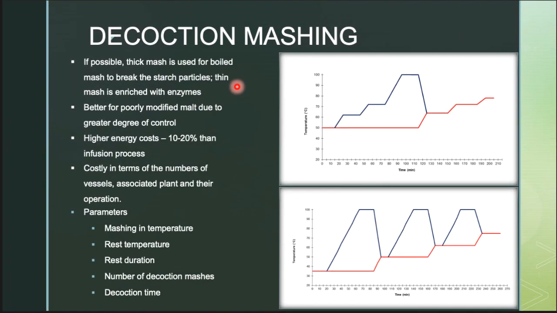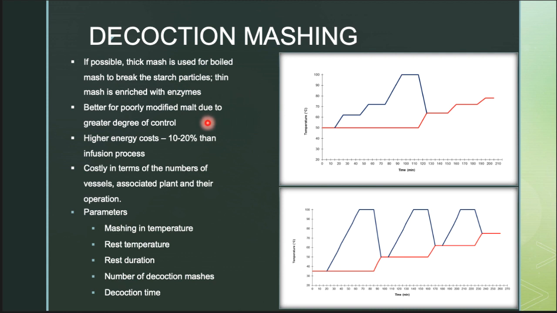A common practice during decoction mashing is that the agitator is stopped in the main mash for a certain time to allow the thick mash to settle, and that thick mash is used for the boiled mash. Thick mash still has undissolved mash particles, which are broken down more efficiently during boiling. The thin mash on the top portion is already enriched with enzyme and is readily utilized.